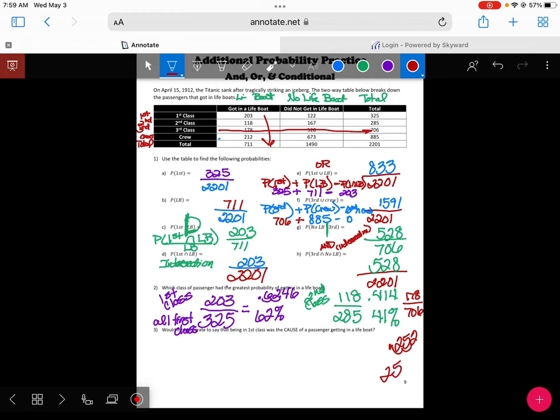That is 25%. So, first class, 62% made it onto a lifeboat. Second class, 41% made it into a lifeboat. Third class, 25% made it into a lifeboat. So who had the greatest probability? It is the first class. Are we shocked by that? No. All right. So there's our story about the Titanic.